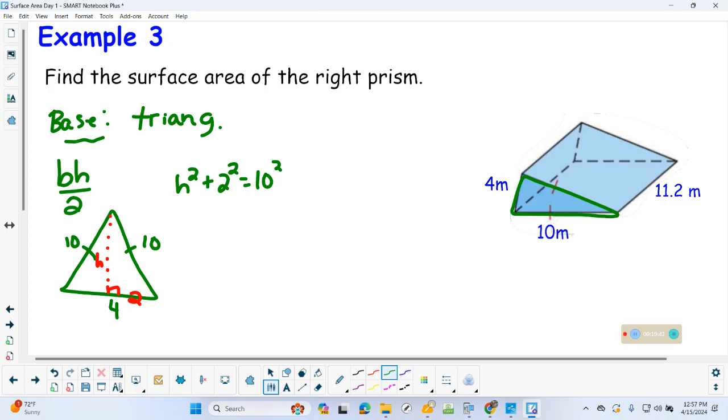All right, let's calculate it. We know 2 squared is 4. We know 10 squared is 100. Subtract the 4 off. What's 100 minus 4? And then we're going to square root it. Okay, punch this in your calculator. What's the square root of 96? We don't know. Punch it in. Let's round to the 10th. 9.8.